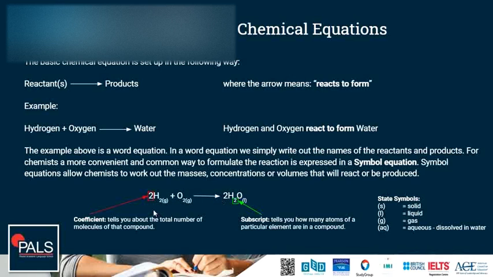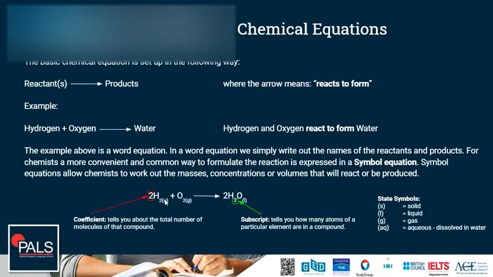We already discussed the subscripts, the small numbers. They tell you how many atoms of a particular element are in the compound. So H2O has 2 hydrogen atoms bonded to 1 oxygen atom. The big number in front, the coefficient, tells you about the total number of molecules of that compound used in the chemical reaction. The chemical reaction always shows the smallest ratio of molecules reacting with each other.